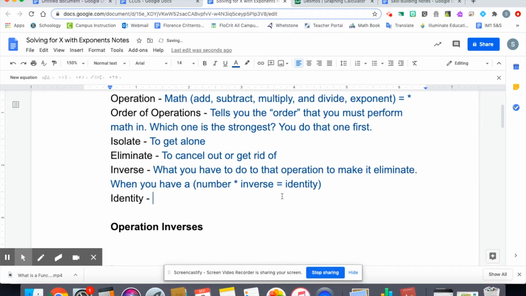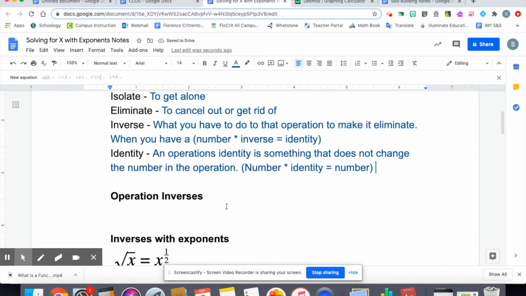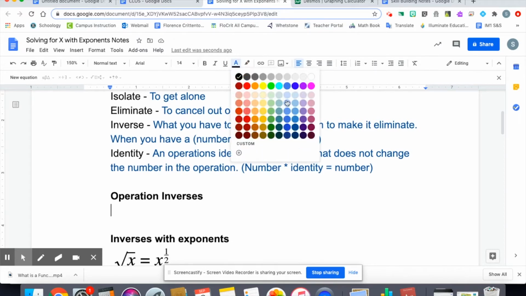So identity in an operation: in operations, identity is something that does not change the number in the operation. The mathematical way is if I have some number and then I do the operation with the identity, I still get the same number. It doesn't change. So let's give some examples of operation inverses using identities.